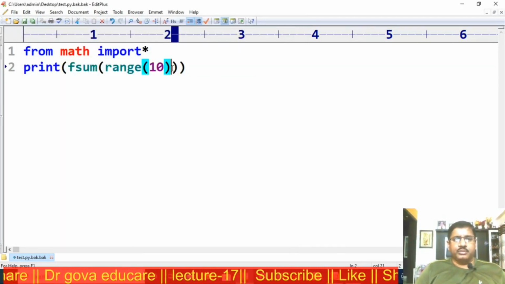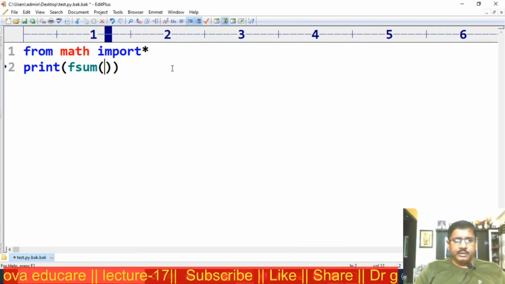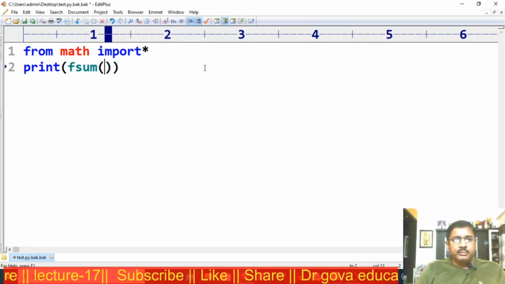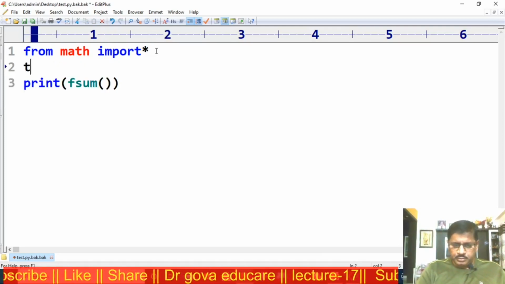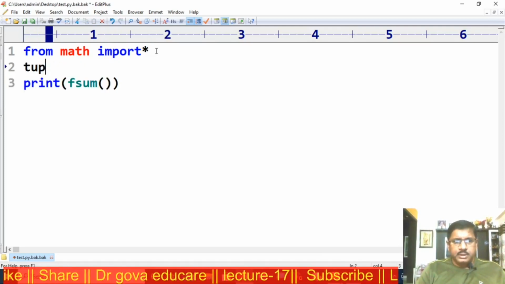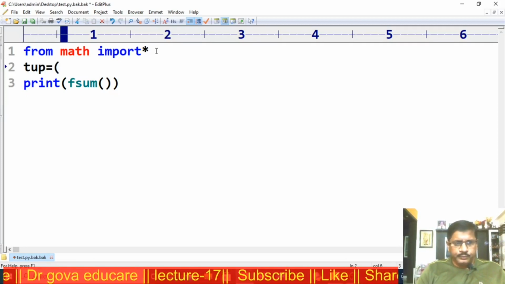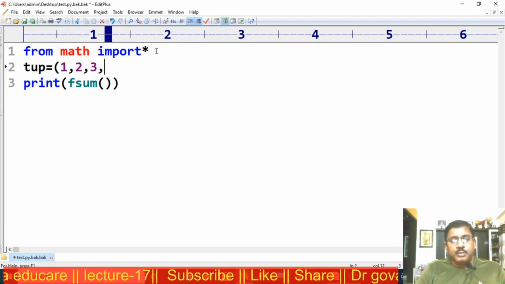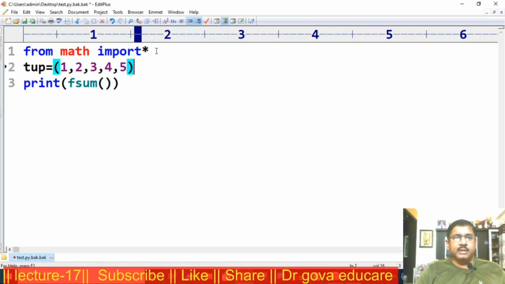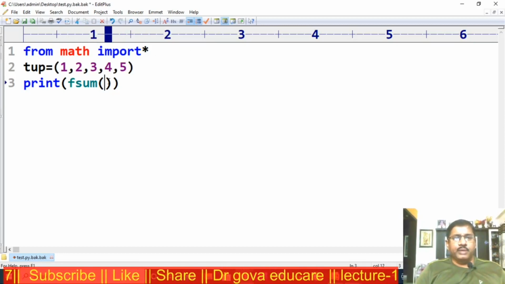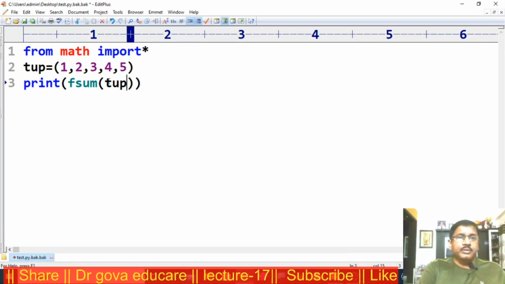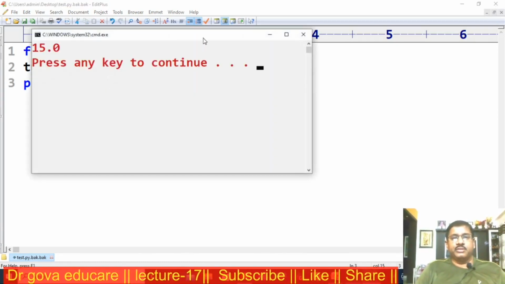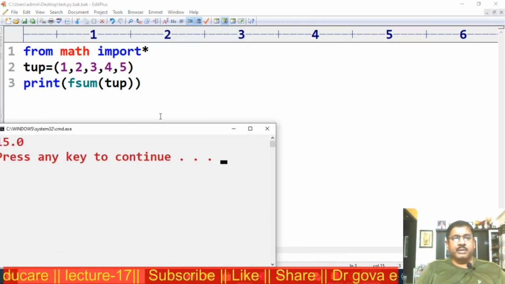Now suppose this is the tuple, equal to 1, 2, 3, 4, 5. This is the tuple value. I want to find the sum where the iterable is a tuple. Now observe, the sum is 15.0, the sum of the tuple elements.